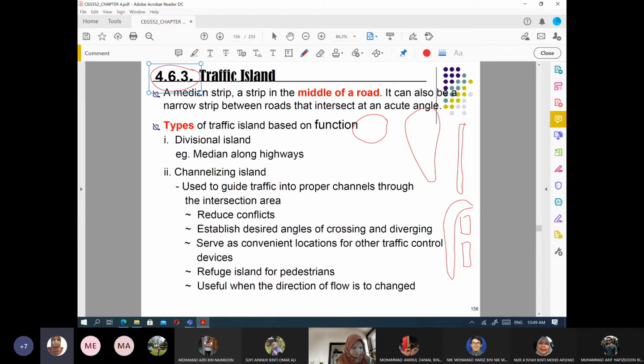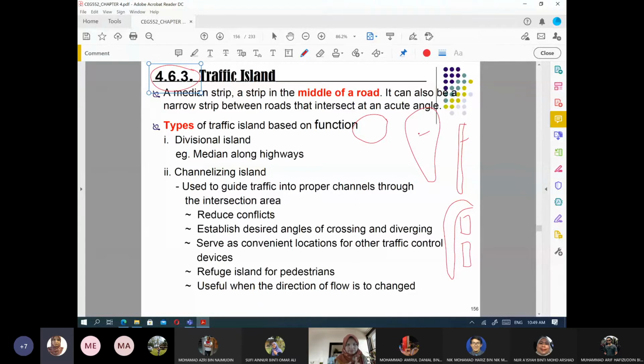Okay. Types of traffic island based on function. Divisional island, example median along highways. Right. Then you have channelizing island, used to guide traffic into proper channel. Okay, so channelizing ni banyaknya yang bentuk kecil-kecil macam ni lah. Macam ni. Okay. Sebab dia nak regulate the traffic from one lane to cross or to enter the intersection.